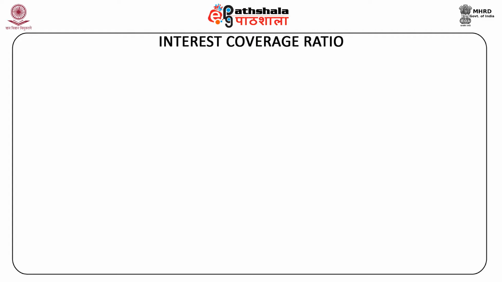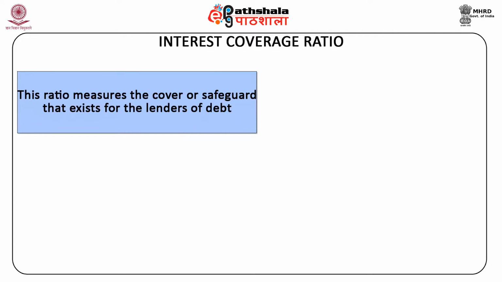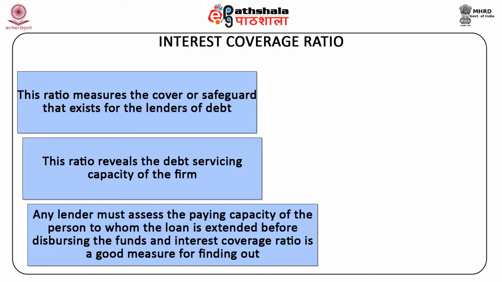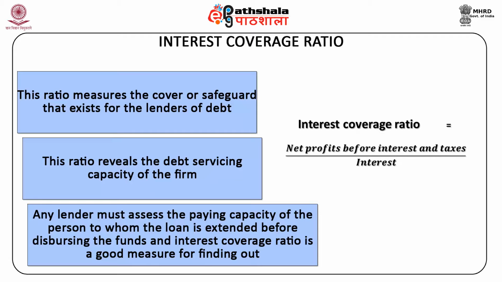Interest coverage ratio. This ratio measures the cover or safeguard that exists for the lenders of debt. This ratio reveals the debt servicing capacity of the firm. Any lender must assess the paying capacity of the person to whom the loan is extended before disbursing the funds, and interest coverage ratio is a good measure for finding out. The formula used to calculate this ratio is: interest coverage ratio is equal to net profits before interest and taxes divided by interest.